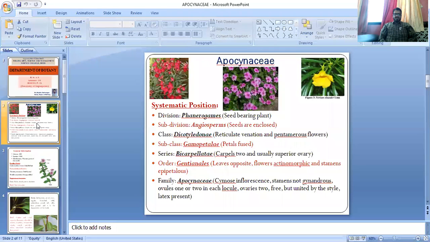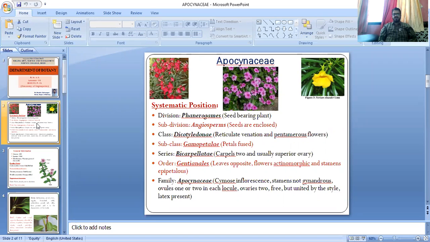Today we have to start family Apocynaceae, and in this case we have to see the systematic position, vegetative characters, floral characters, and economic importance of this family, like that of Solanaceae and Malvaceae. Systematic position is nothing but the classification of that particular family. In this case, all families are of dicotyledons except Poaceae.